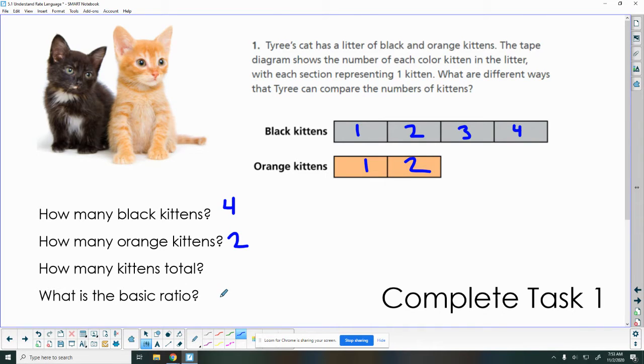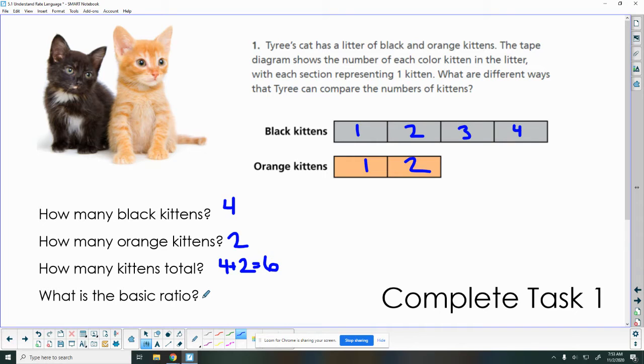So now I want you to think about how many total kittens does she have? So nowhere on here does it just come out and say she has this many kittens total. How could you figure that out? So I want you to stop and think about that for a second. So I can see she has 4 black ones and 2 orange ones. And when I put that together, 4 black plus 2 orange equals 6 total.